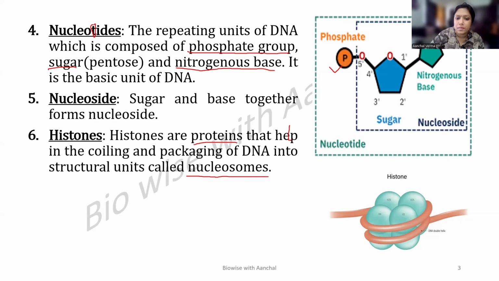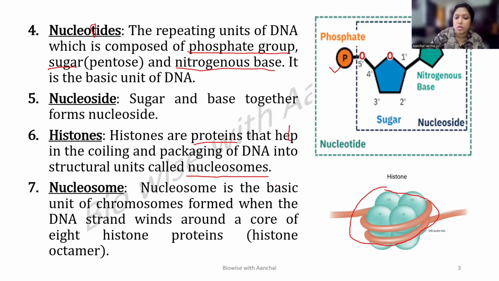Histone octamer is there, remember? This is one nucleosome. This diagram shows you the nucleosome: 8 histone proteins with the DNA wound around them, right? Next one is nucleosome. The nucleosome is the basic unit of chromosome, formed when the DNA strand winds around the core of 8 histone proteins, that is called the histone octamer. Always remember, the basic unit of chromosome is the nucleosome. The nucleotide is the basic unit of DNA. So as nucleotide is to DNA, nucleosome is to chromosome.